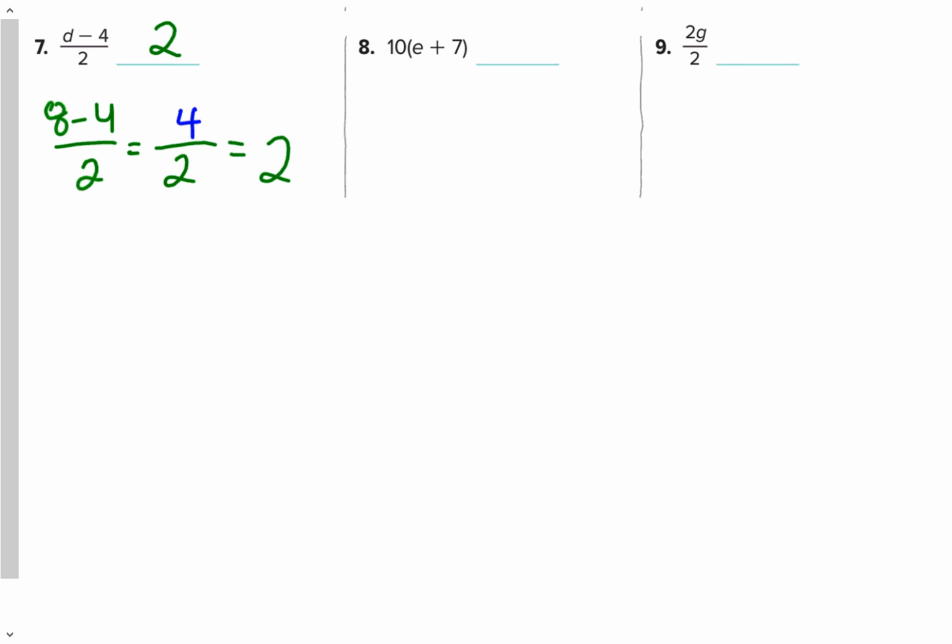Next thing we're going to do is we're going to solve this one. Substitute. So 10 equals 3 plus 7. Okay. We have to evaluate our parentheses first. So 10, and then that's going to equal 100.